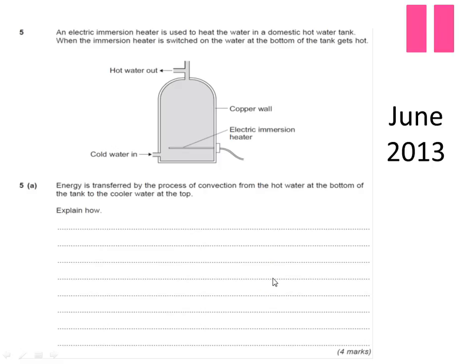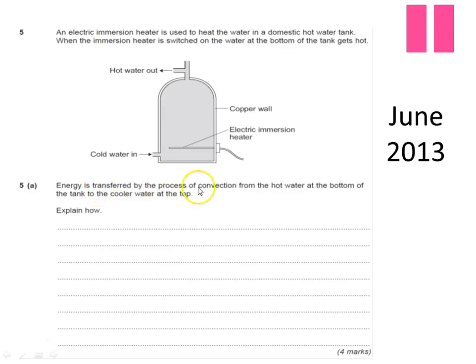Here is an exam question from June 2013. Pause the video here if you would like. It's talking about an electric immersion heater. It is used to heat a room, used to heat water in a domestic hot water tank. When the immersion heater is switched on, the water at the bottom of the tank gets hot. So it's got a little diagram here. Water goes in. Here's your heater. The water gets heated, gets hot, and goes out the top.